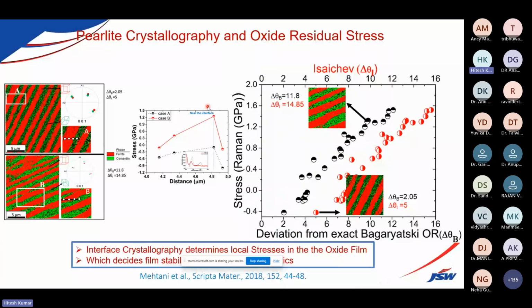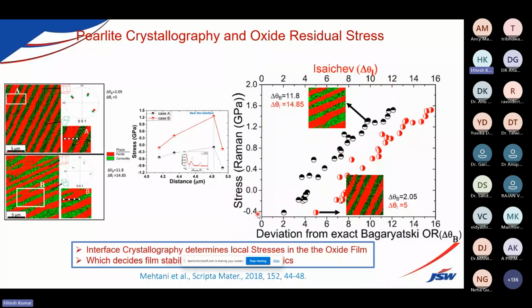To confirm that, we calculated the orientation relationship between ferrite and cementite. There are two old literature, from the 50s and 60s, which talk about this. There are two different orientation relationships: one is Isaichev, another is Bagaryatskii, which talk about the OR between ferrite and cementite. What we observe is that when we deviate from those orientation relationships, the stresses are quite high on those particular colonies.